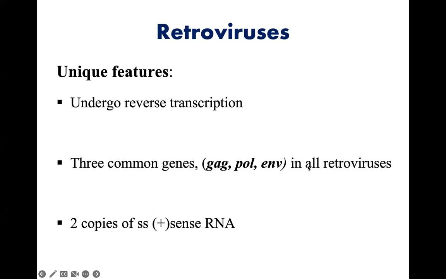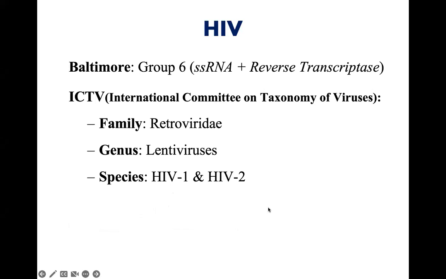And all the retroviruses have three main genes: the gag gene, the pol gene, and the env gene. We are going to look at the structure, and they also have two copies of positive-sense single-stranded RNA. And in the previous class, I forgot to answer someone about the Baltimore classification. So for HIV, it's group 6 because of the single-stranded RNA and the reverse transcription nature. And this is the International Committee on Taxonomy of Viruses classification: family Retroviridae, genus Lentivirus, and then the two species that we have talked about.